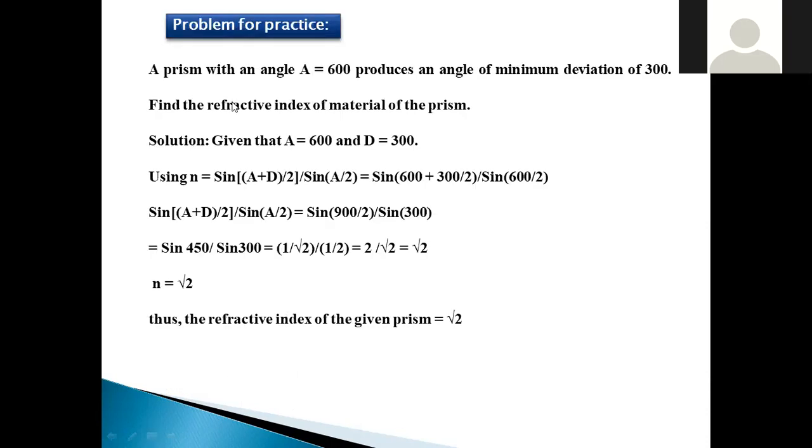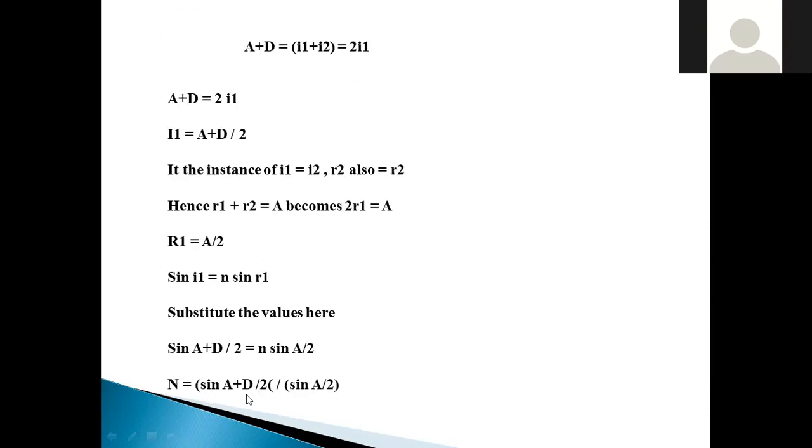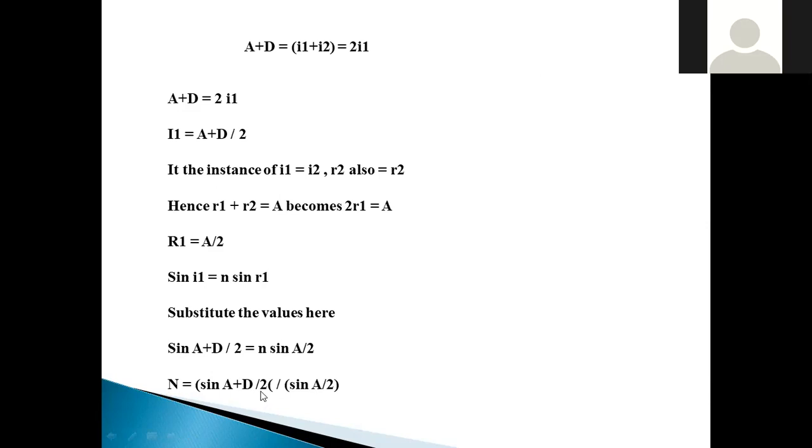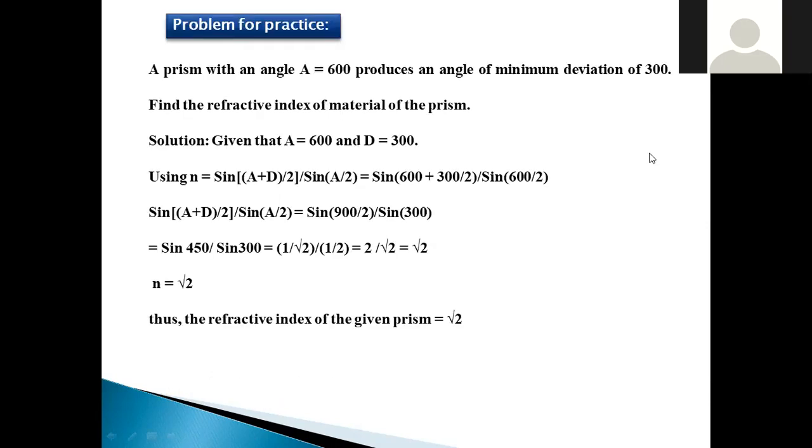Let us do the same by using the same formula. We are going to practice one problem where the prism angle is given. The A value is given as 60 degrees, and the prism produces an angle of minimum deviation given as 30 degrees. That means the A value is 60 degrees and the D value is 30 degrees. When we apply this in the equation, sine (A plus D) by 2 divided by sine A by 2, A is 60 degrees, D is 30 degrees, and again A will be 60 degrees by 2. So let us substitute these values. Only two values are provided to us.